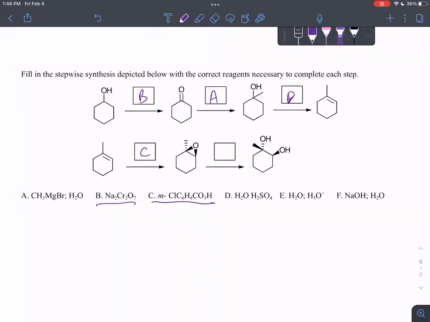And then we go from an epoxide to a diol. So what opens these epoxides? E, yes, that's an acid catalyzed cleavage. Or F. F also does it, that's base catalyzed. So how do we know which one to use? We're not oxidizing, we're just breaking epoxides.